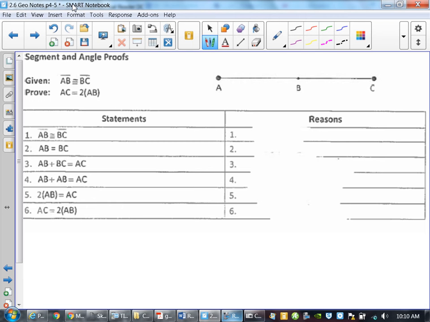So one of the things I've been showing people throughout the day today is that obviously you always start with your given. Please, please, pretty please with sugar on top. Whenever you have a given statement and it's something you can show on your diagram, mark your diagram. AB is congruent to BC. It's given, so I throw the tick marks in. That's what I'm trying to show.